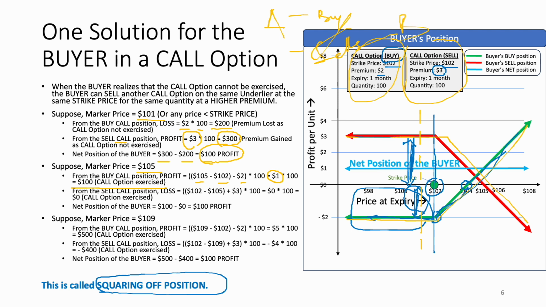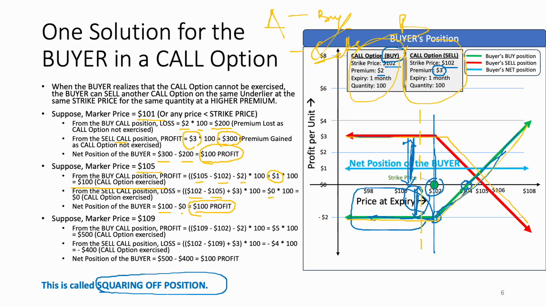So when B exercises the call option, A makes a loss, which is $102, the strike price, minus the current market value $105, and plus the $3, which is the premium he will get from the buyer. Under this circumstance, it works out that there is no profit, no loss because it's zero. So the net position of the buyer A is that he has made a profit of $100 and a loss of $0. So his net position is that he has $100 profit.